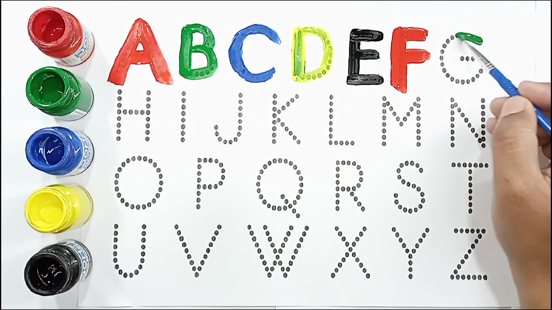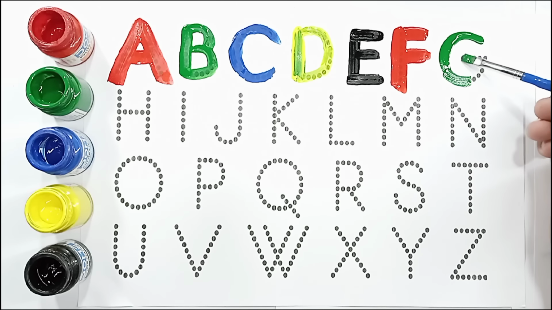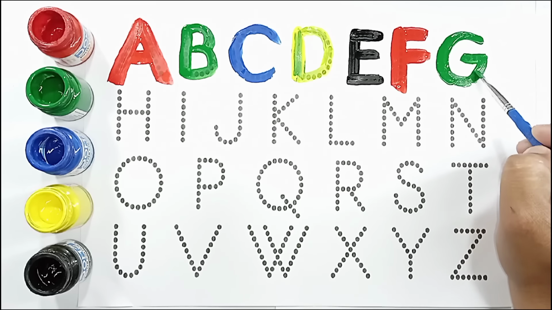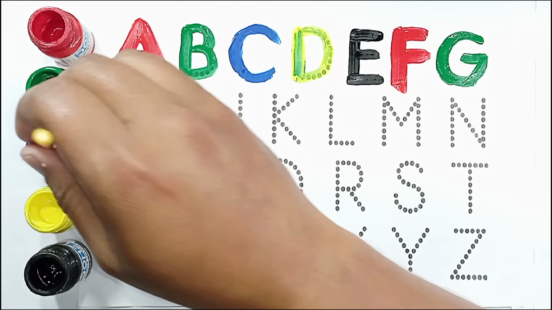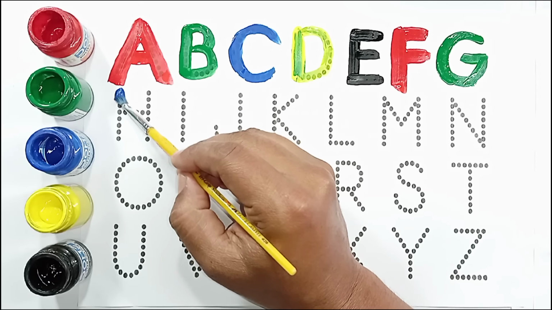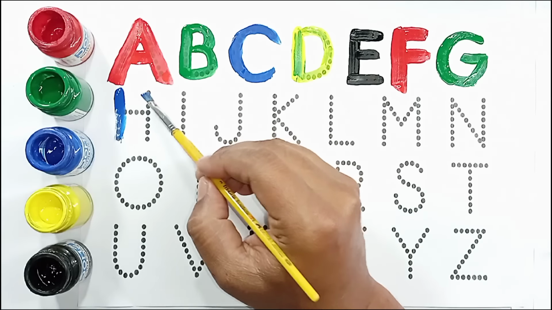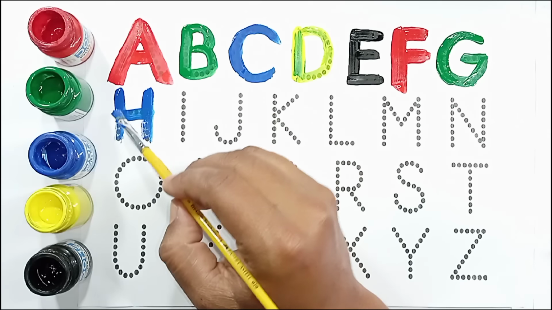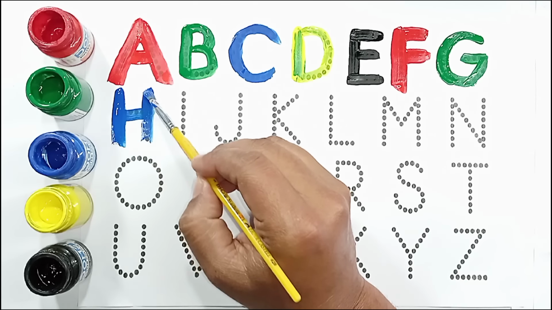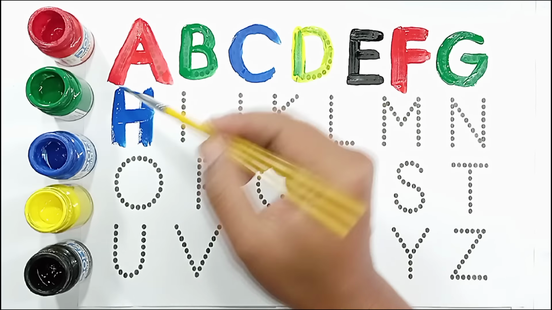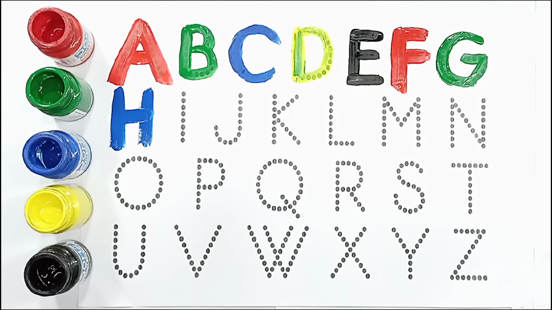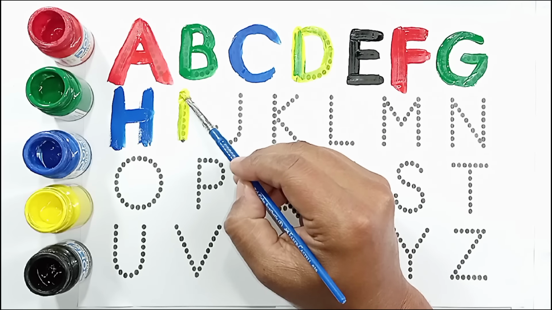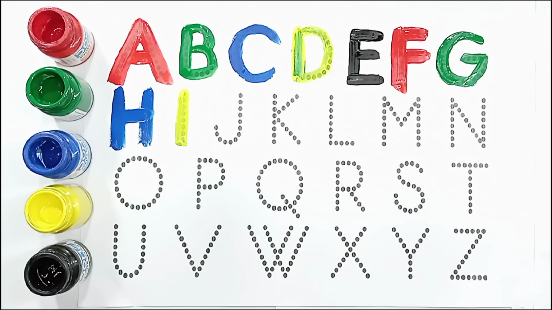Green color, G. G for grapes, G for grapes. Blue color, H. H for horse, H for horse. Yellow color, I. I for ice cream, I for ice cream.